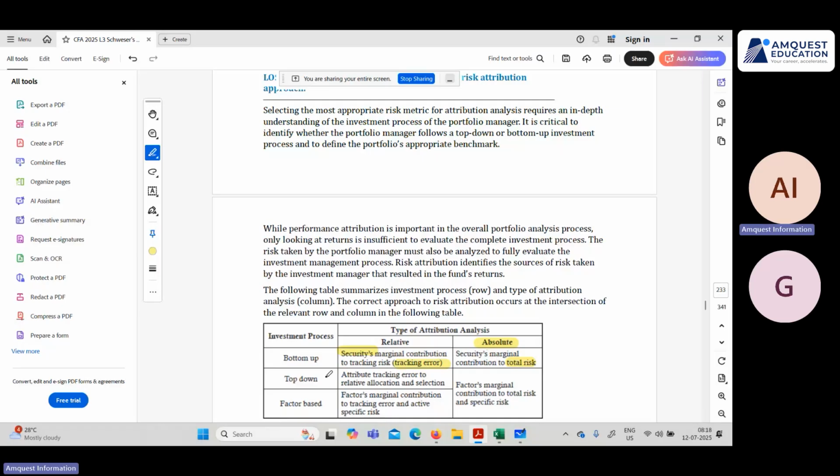When it comes to top down, it says there's a tracking error relative to selection or allocation. In top down, I'm not looking at the security level, rather I'm looking at an overall broad spectrum, could be sector, could be anything else. The name explains top down. When it comes to factor, you can say how much I'm tracking on a specific factor. So it's a marginal contribution to tracking error with respect to any factor that you use in the benchmark. And again, this one is absolute.